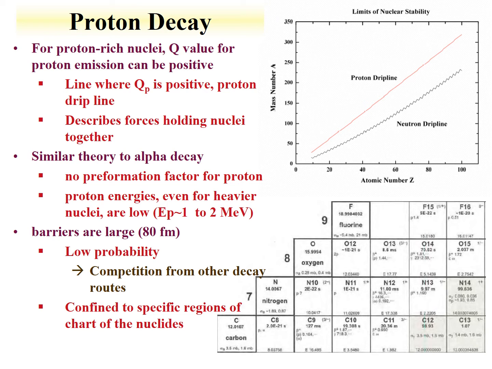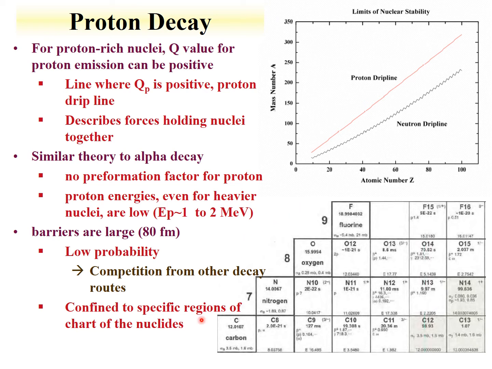But the other difference is that proton energies, even for heavy nuclei, are relatively low, 1 to 2 MeV. So this means that the barriers are pretty large, and the probability of penetrating those barriers is generally low. We need to go to some pretty exotic areas of the chart of the nuclides to explore these decays.